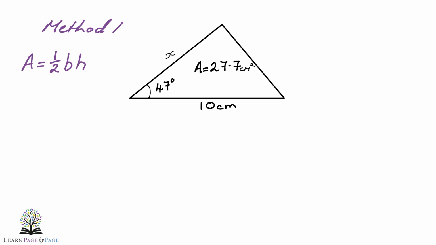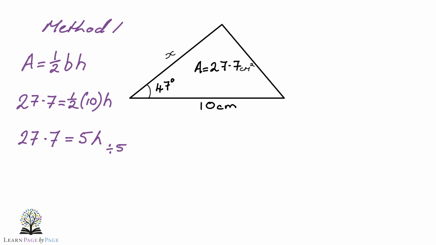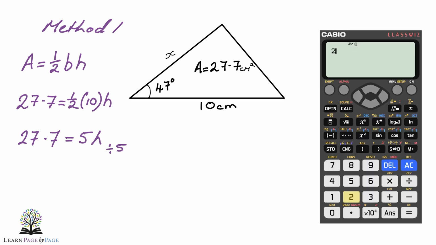So let's pop our values in. 27.7 for the area equals a half times the base, which is 10, multiplied by the height. A half multiplied by 10 is 5, multiplied by the height, and then we can just divide by 5. 27.7 divided by 5 is 277 over 50. The decimal's quite nice, it's 5.54, so we use that.